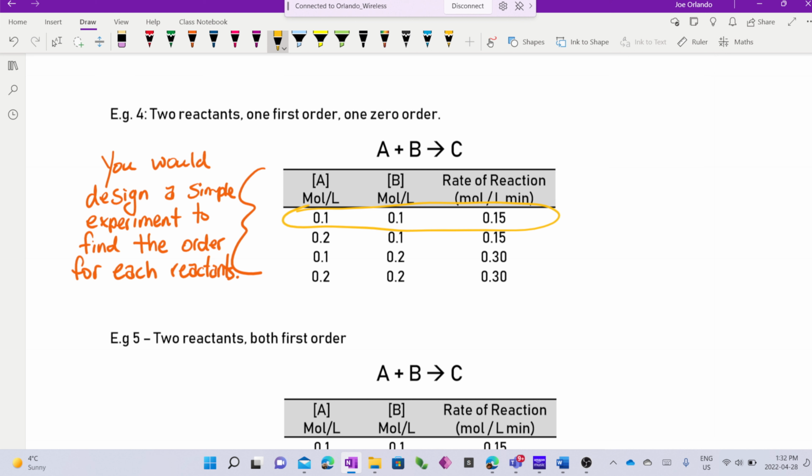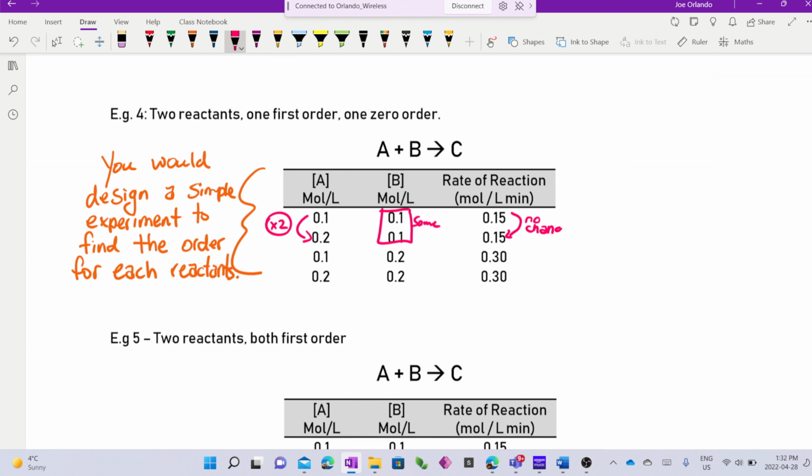So they set it all up again, and this time, the only thing they change is, did they change B? Why would they only change one thing at a time? That's right. If you change 2 things, then you don't know which thing caused the effect, right? So they keep this the same, but they take this and they double it. And when they doubled A, what did they find? That the rate stayed the same.